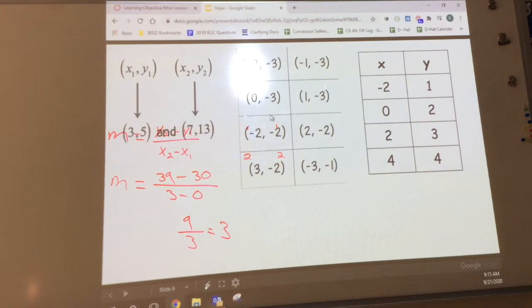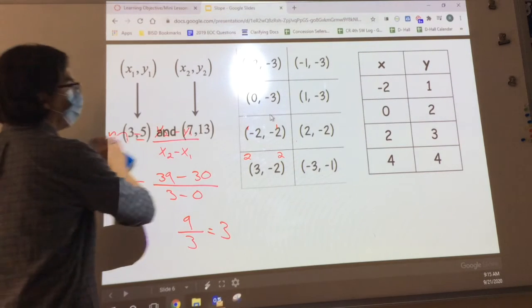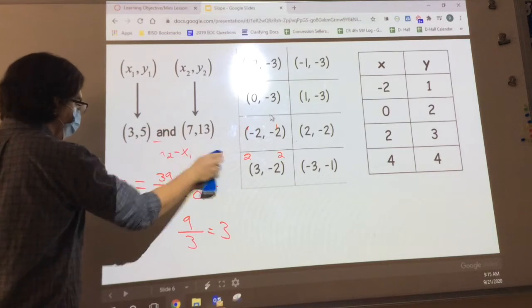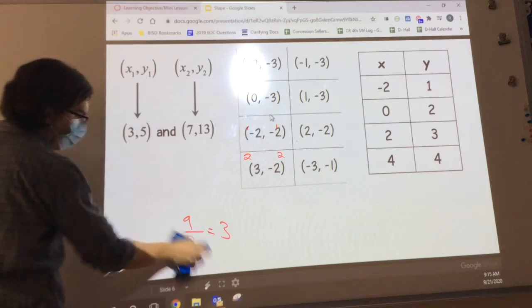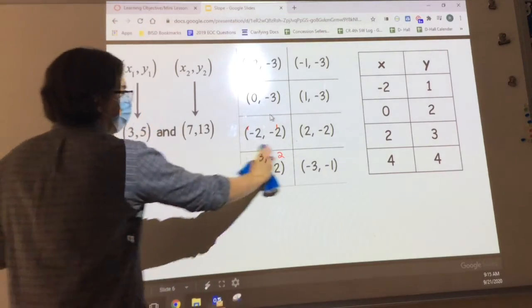All right, last page here. All this is just re-explaining what I just told you. The slope formula is y2 minus y1 over x2 minus x1.